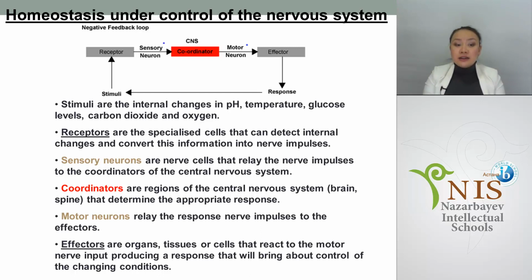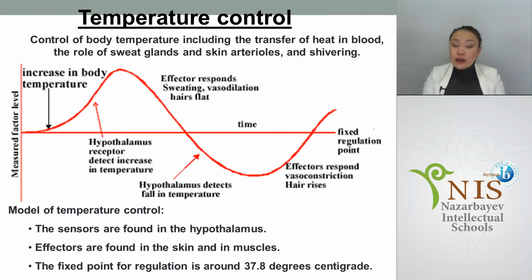This is the negative feedback mechanism. The main function of the negative feedback mechanism is to keep the level of pH, temperature, glucose, carbon dioxide or oxygen at a constant level. Okay, now let's look at temperature control. Control of body temperature includes the transfer of heat in blood, the role of sweat glands and skin, arterioles and shivering. Okay, model of temperature control.